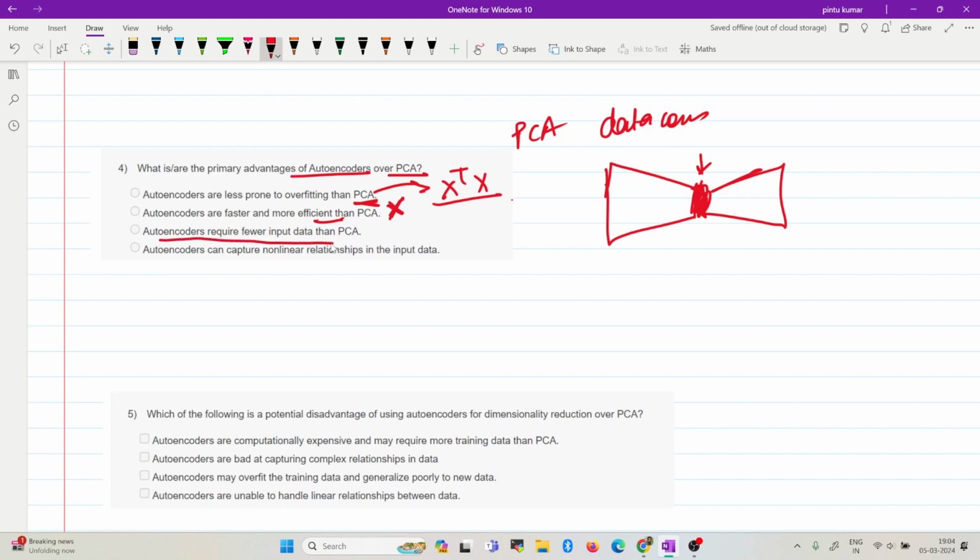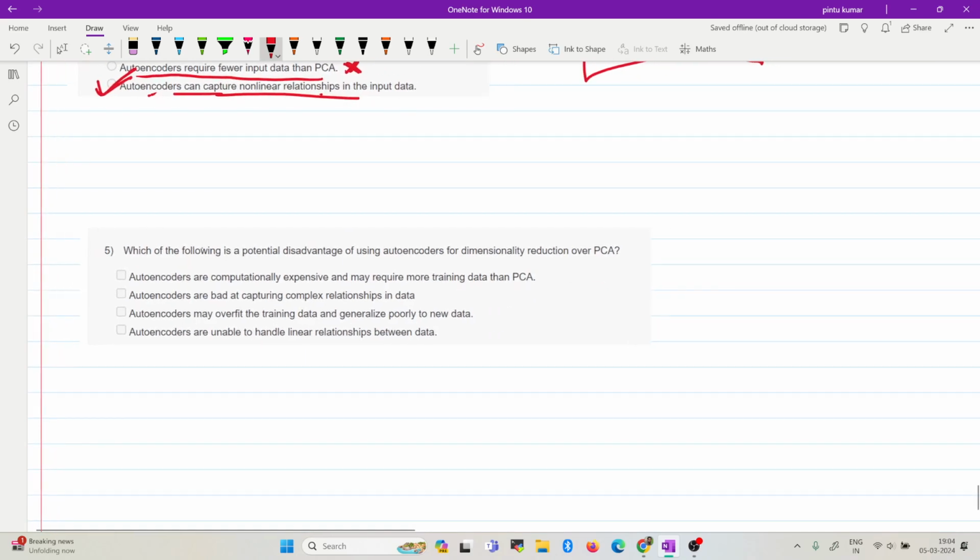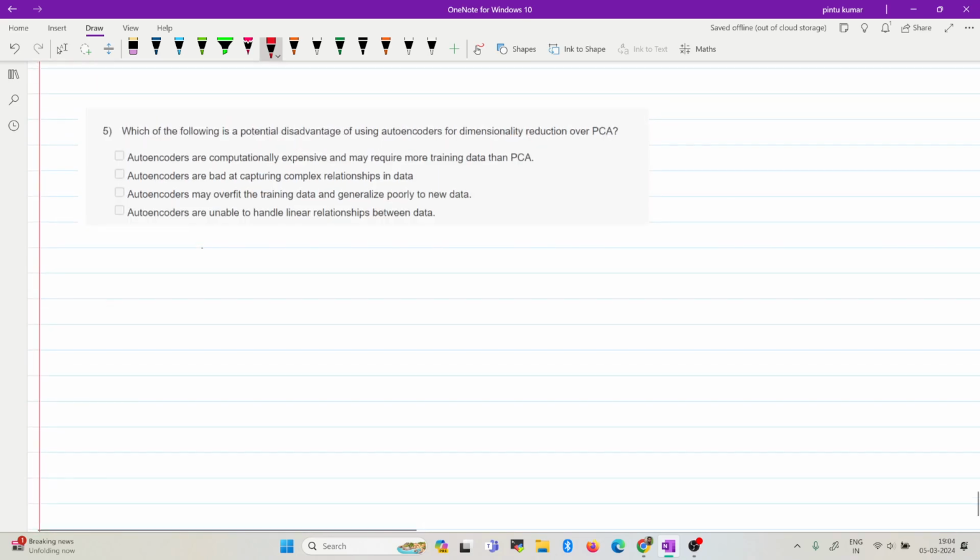Autoencoder requires fewer input data than PCA. This is also not correct. Autoencoder can capture non-linear relationships between data. This option is correct. The only advantage that autoencoder has is that it can capture non-linear relationships in the input data. Let's look at the other way around. Which of the following are potential disadvantages of autoencoder for dimensionality reduction over PCA? They are asking about the possible disadvantages of autoencoder now.